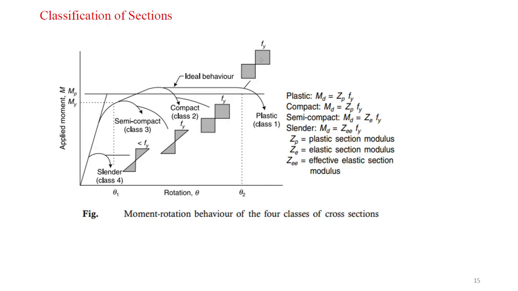We can see the complete section has yielded, and it is going to fail at that particular point. This type of section we used to call the plastic section. There won't be any elastic nature in the material; we can see the plastic nature of the material. Those types of sections we used to call plastic sections, or class 1.